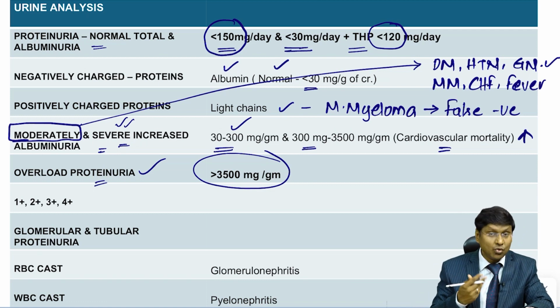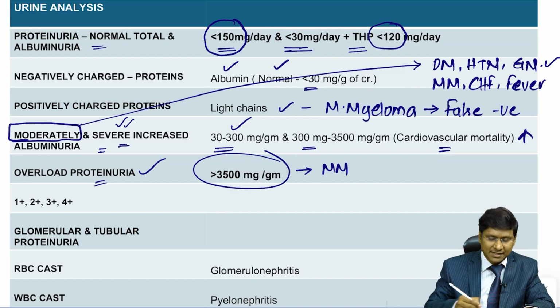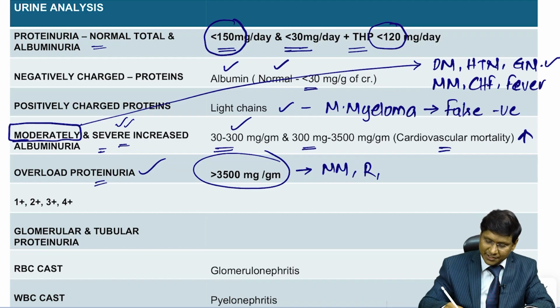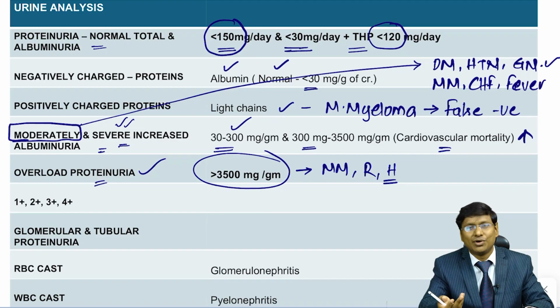Then coming to overload proteinuria. Overload proteinuria is present in case of multiple myeloma, also present in case of rhabdomyolysis, where there is degeneration of the muscle due to crush injury. Next is in cases of hemoglobinuria, that is observed in case of the hemolytic anemias. So these are the conditions where you will have overload proteinuria.